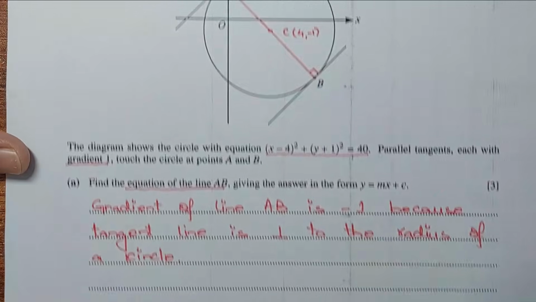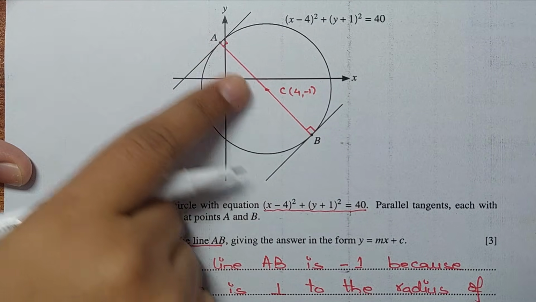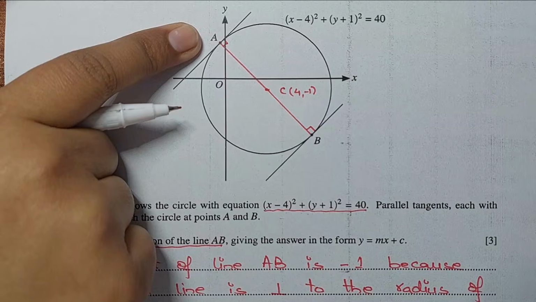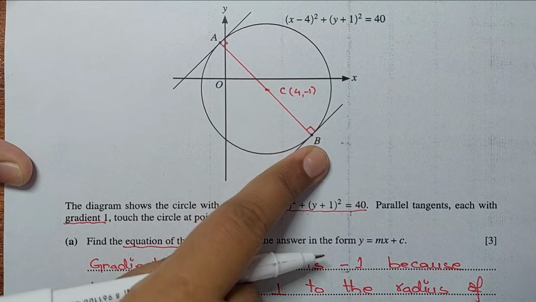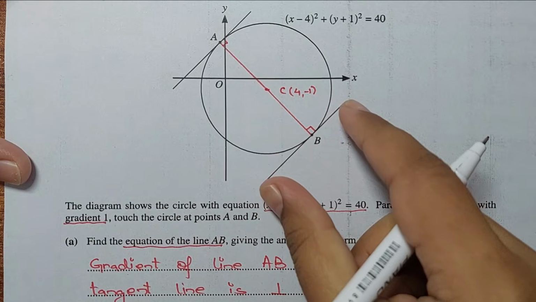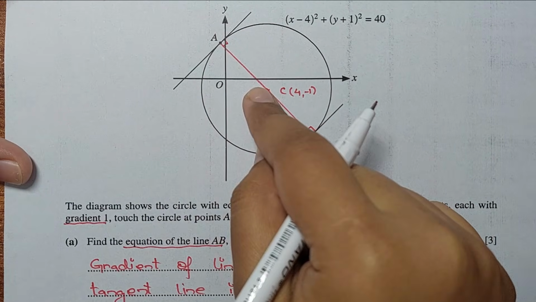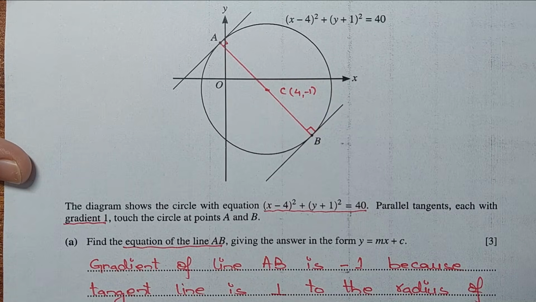I hope the gradient concept is clear, that this tangent is perpendicular to the radius. From C to A is the radius of a circle, right? And this tangent is perpendicular to the radius of a circle. C to B is the radius of a circle. So if this gradient is 1, then this gradient is minus 1. This gradient is 1, this is negative 1 because they are perpendicular to each other.